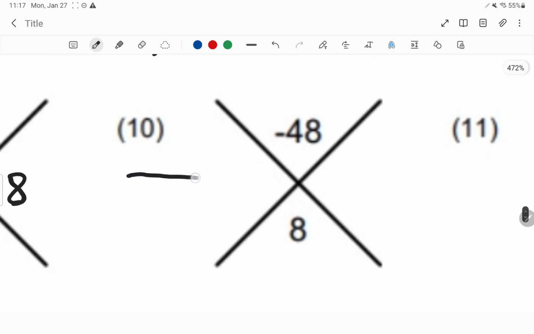Number 10, what gives me 48 again? If I remember from what we did last time, it's going to be 6 and 8. Now, can 6 and 8 give me 8? No, so actually we're going to have to look for another one.